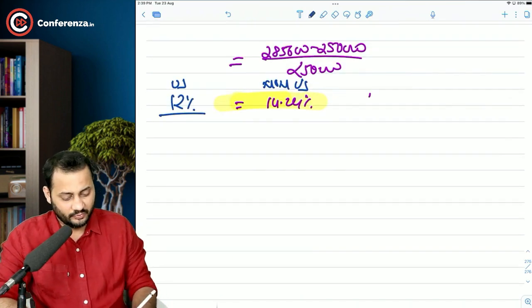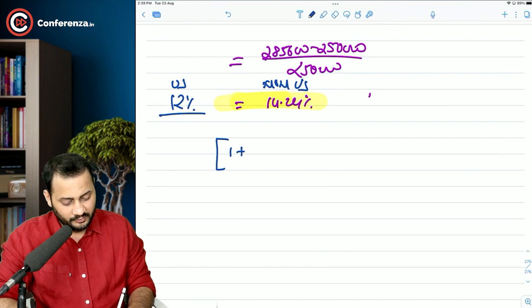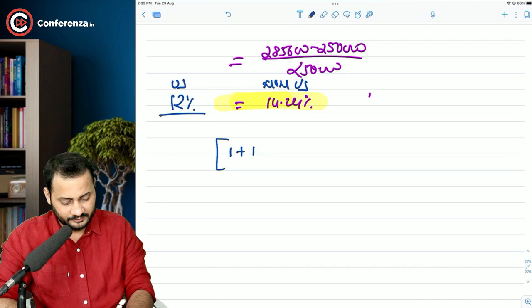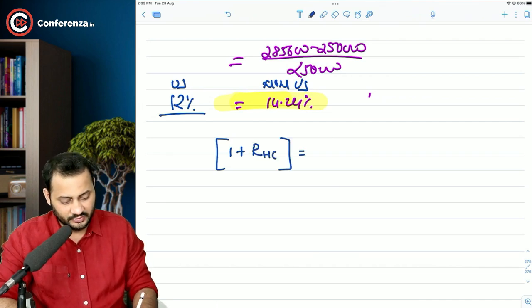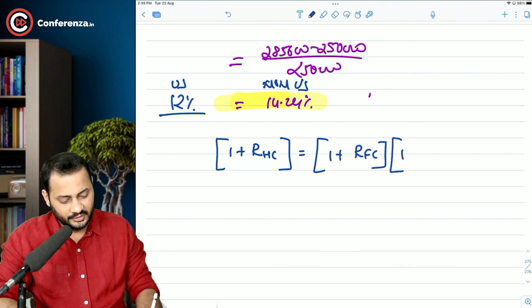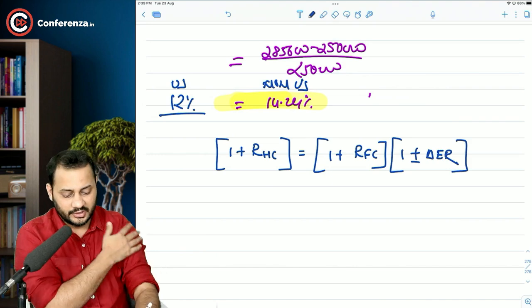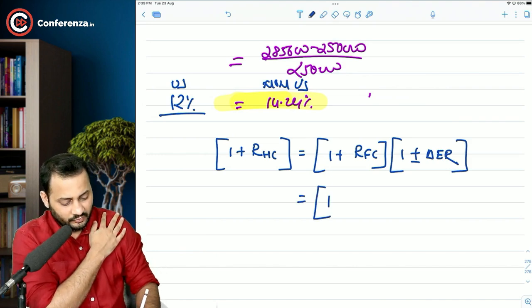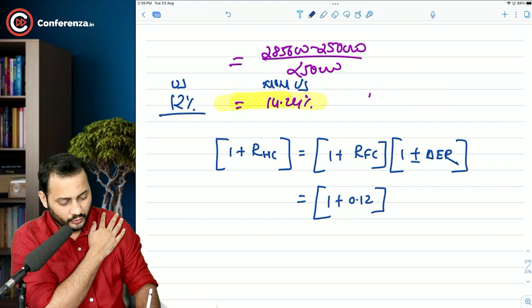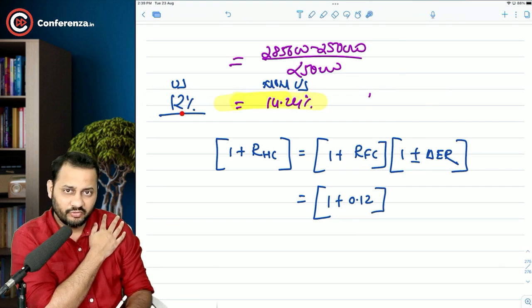It's very easy. The formula is 1 plus home currency return. I will just give it names. 1 plus home currency return is equal to 1 plus foreign currency return, into 1 plus or minus change in exchange rate. Understand the figures that I am putting here. 1 plus 0.12. 12% is the return in foreign currency.